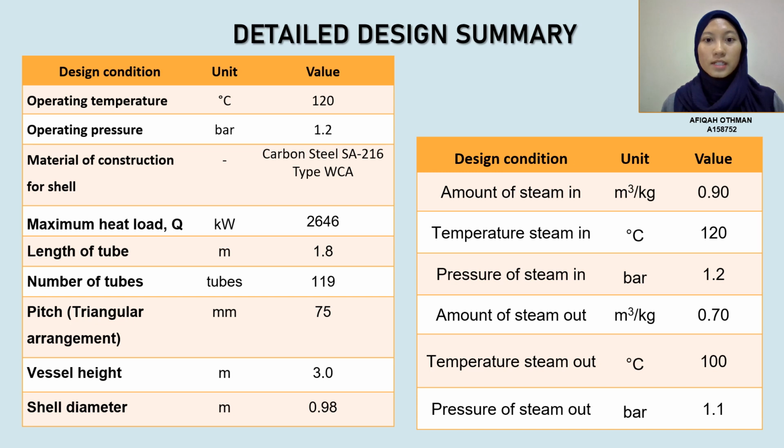So the amount of steam in is 0.9 meter cube per kilogram. The steam in temperature is 100 degrees Celsius. The pressure of steam in is 1.2 bar, while the amount of steam out is 0.7 meter cube per kilogram. The temperature of steam out is 100 degrees Celsius, while the pressure of steam out is 1.1 bar.